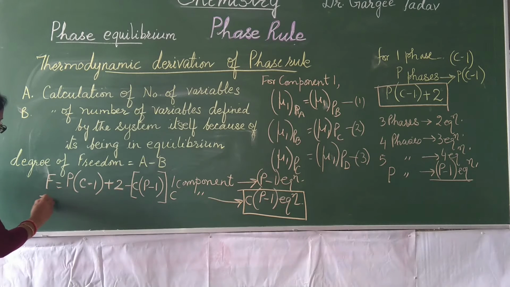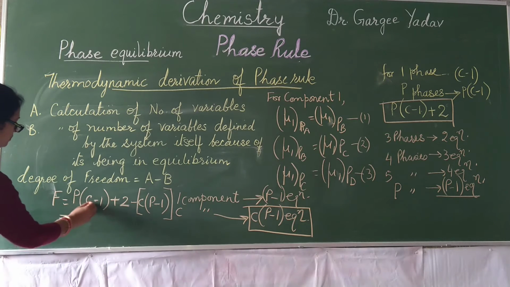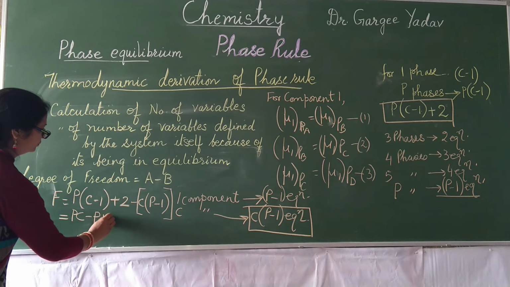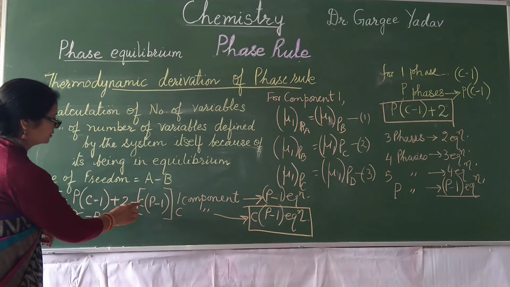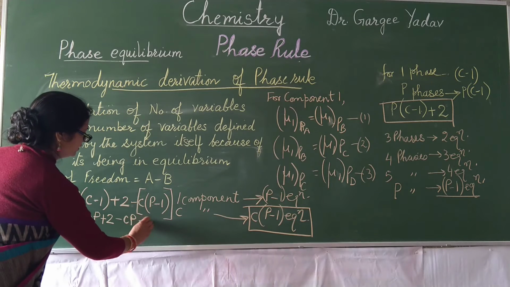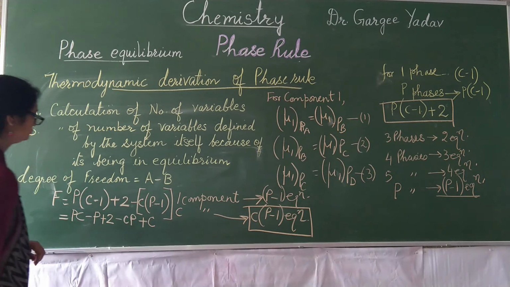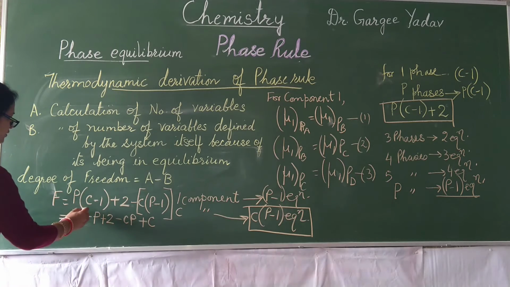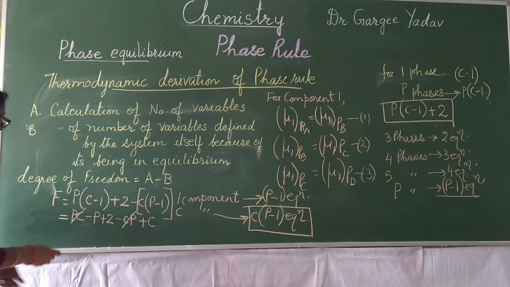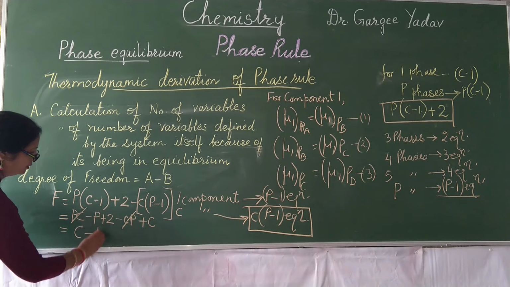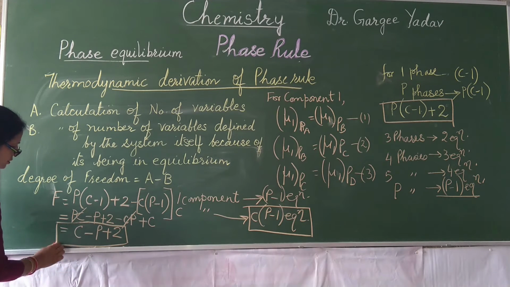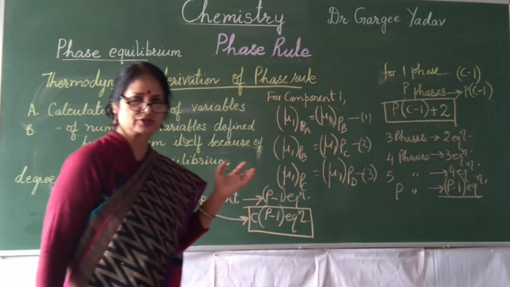We can calculate it now. PC minus P plus 2 minus CP plus C. Now let's calculate it. PC will get cancelled by this PC, one is positive and the other one is negative, and what we get is C minus P plus 2. And this is our Gibbs phase rule. So this is the thermodynamic derivation of the Gibbs phase rule.